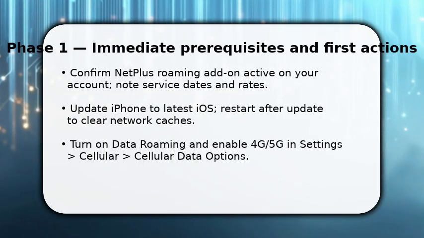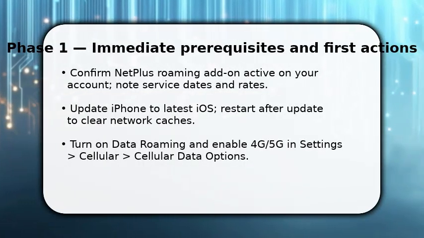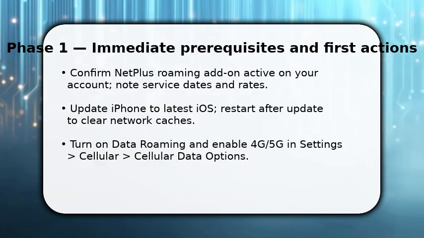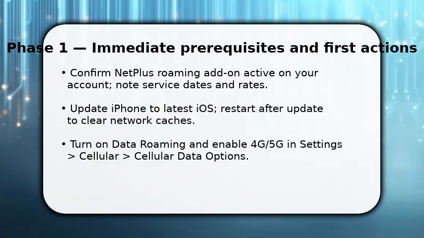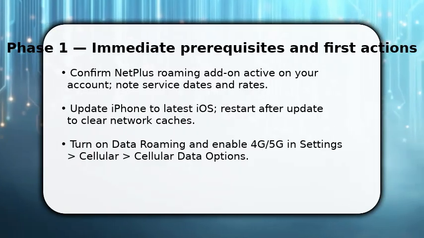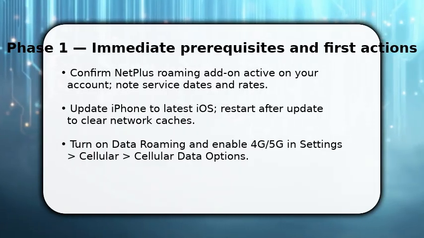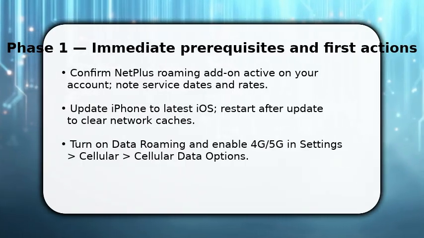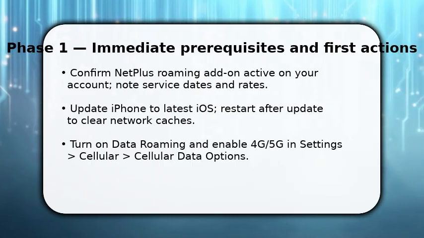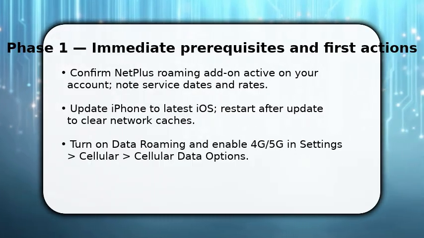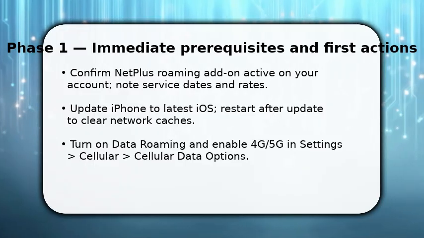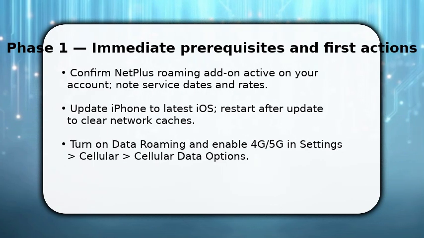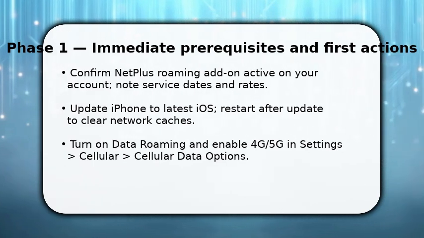You begin by confirming NetPlus Roaming is active on your plan, because if it isn't, you'll not connect. Next, update to the latest iOS and restart the iPhone. This ensures carrier profiles load correctly. Then, open Settings, go to Cellular, and enable data roaming plus 4G or 5G. Once done, check airplane mode off and let the phone search networks. This sequence forces the device to request a roaming profile from NetPlus, so you don't waste time guessing.